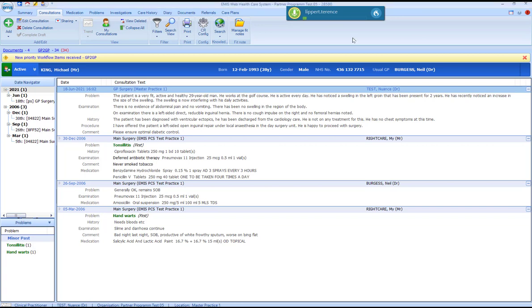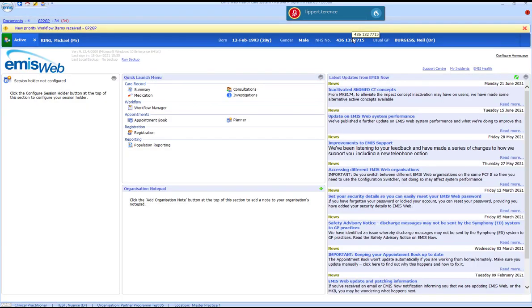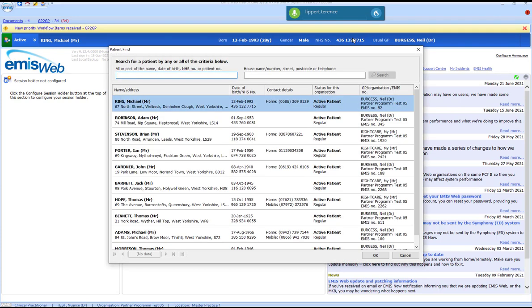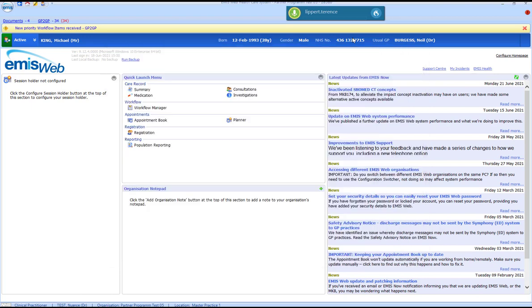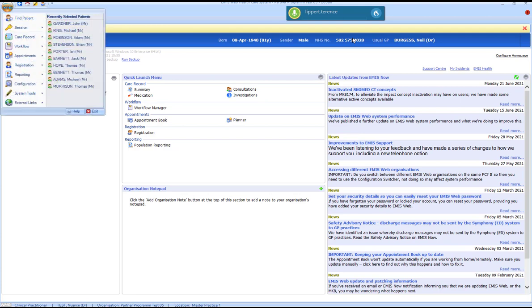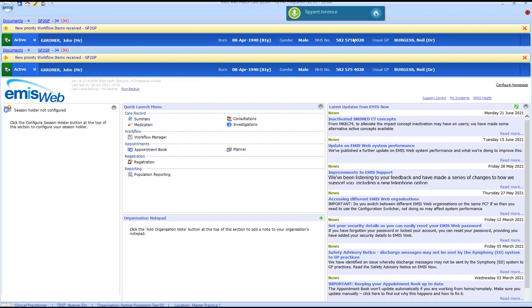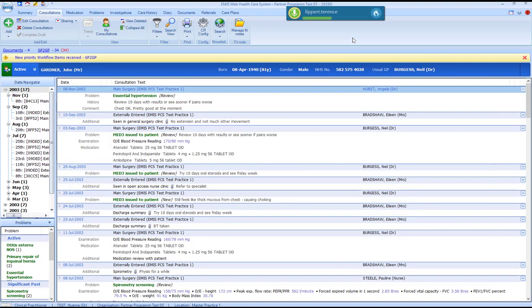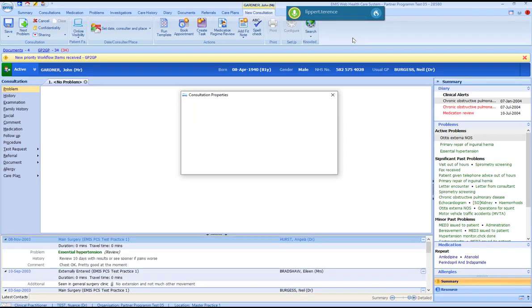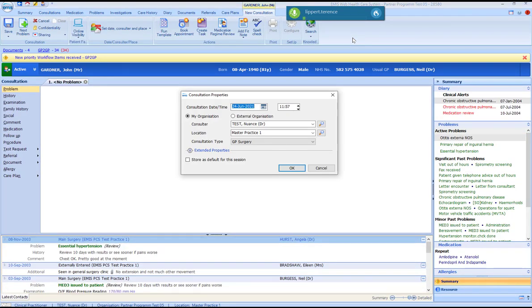Go to homepage, find patient, John Gardner, search, click OK, consultation history, create new consultation, click OK.